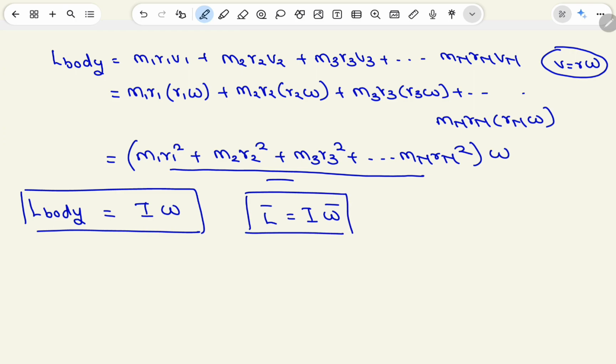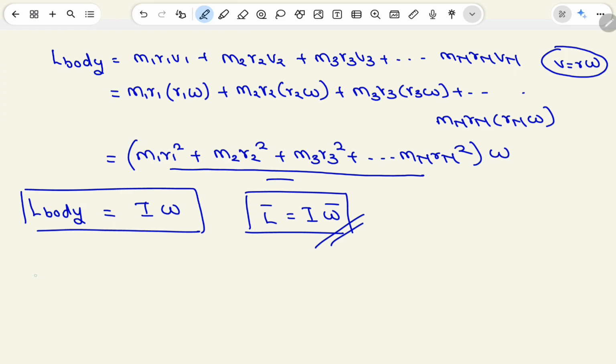So the direction of angular momentum will be similar to that of angular velocity. If the angular velocity is upwards axially, angular momentum will also be upwards axially. And if the angular velocity is downwards axially, the angular momentum will also be downwards axially. So this is the formula that we wanted to derive, which is nothing but L bar is equal to I into omega bar. And this is the angular momentum for a rigid rotating body.